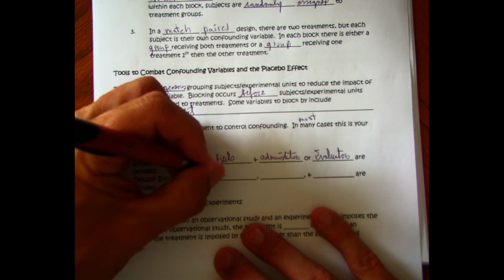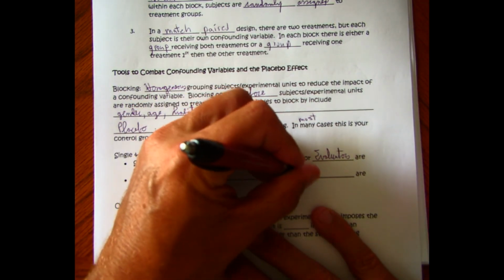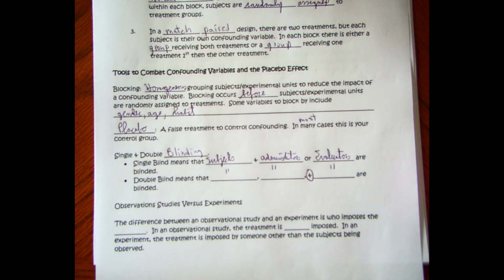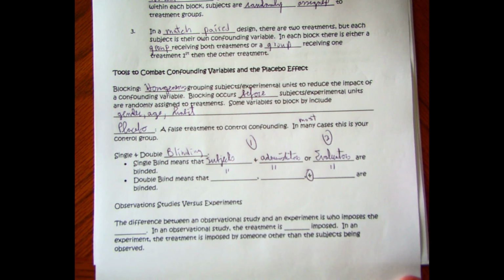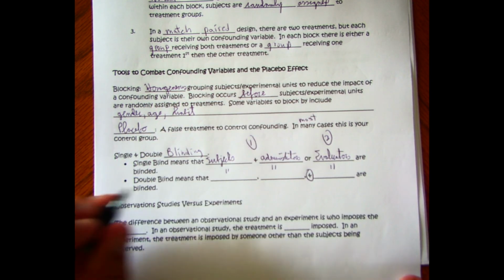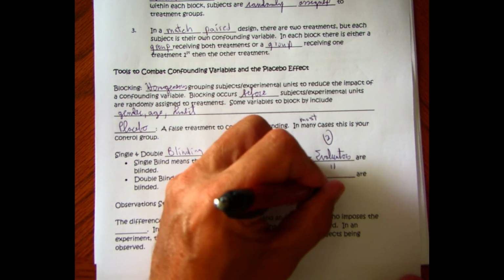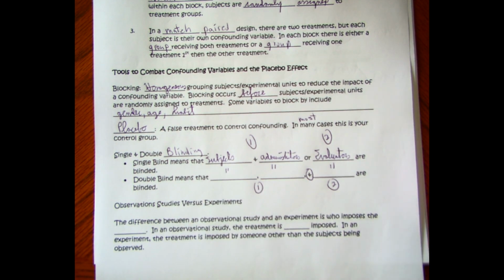Okay. So double blind means subjects, administrators, and evaluators. So this is party 1, this is party 2. So 1 or 2, single. 1 and 2, double. Okay.